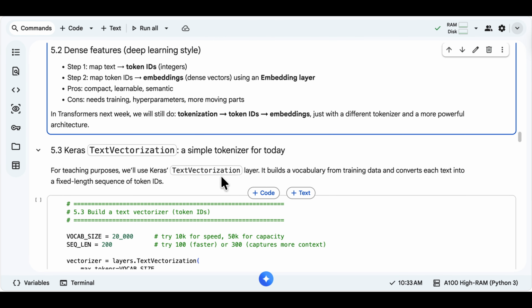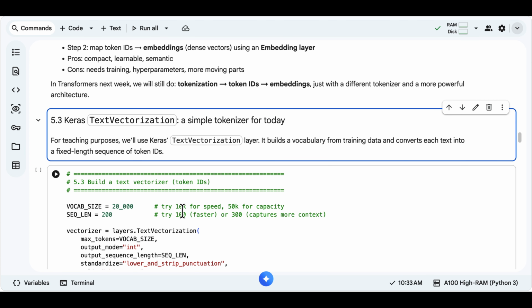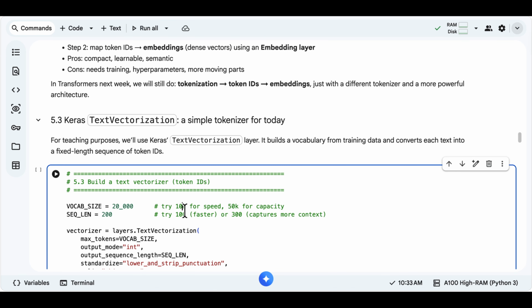For this notebook, we use the Keras text vectorization layer as a simple tokenizer. Tokenization means breaking text into smaller units, usually words or subwords, that the model can process. This layer learns a vocabulary from the training corpus and converts each review into a fixed-length sequence of token IDs. It is simple enough for teaching, while still showing the same basic workflow used in larger models.